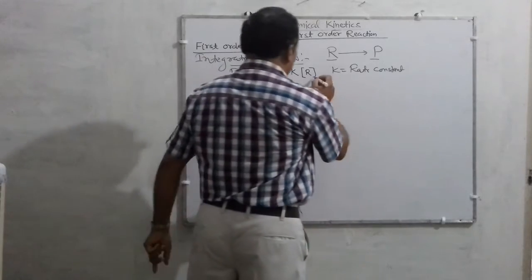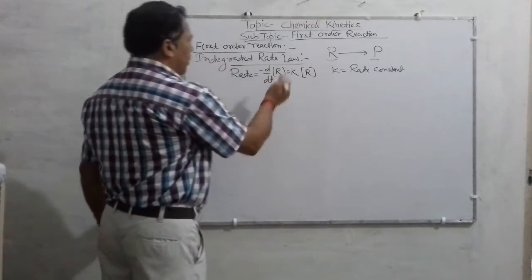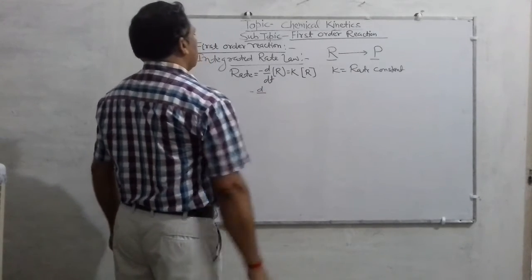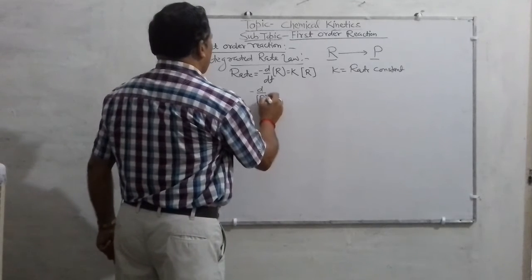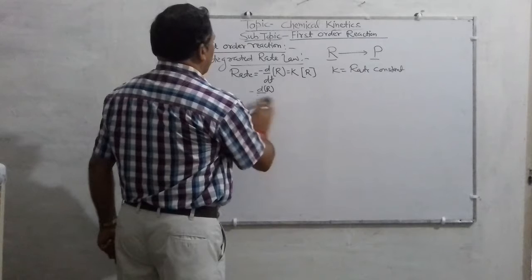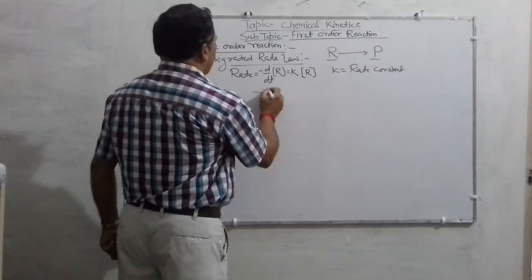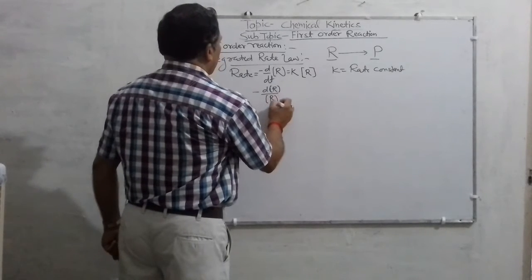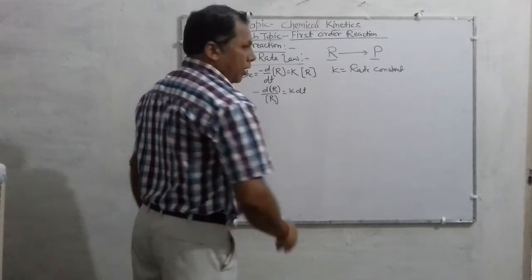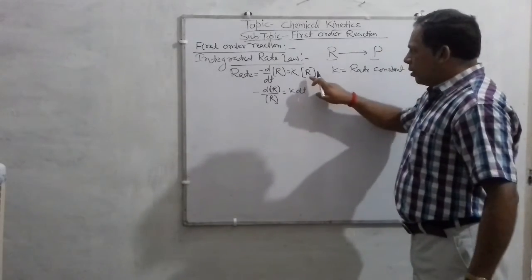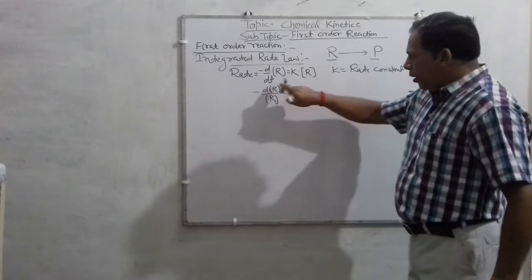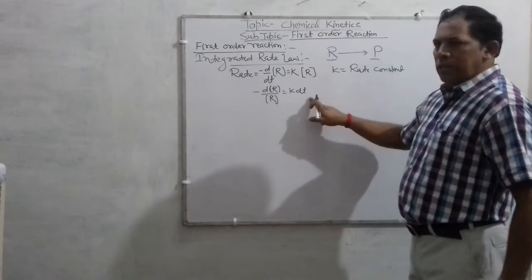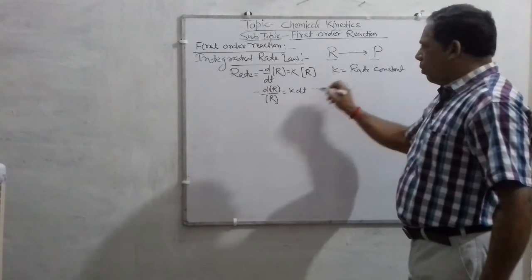Suppose this is equation 1. More simply, this can be written as minus d of the concentration of R by R equals k dt, just by transposing: R transposed here and dt transposed here. Am I right, students? So the expression becomes as such, and suppose this is equation number 1.